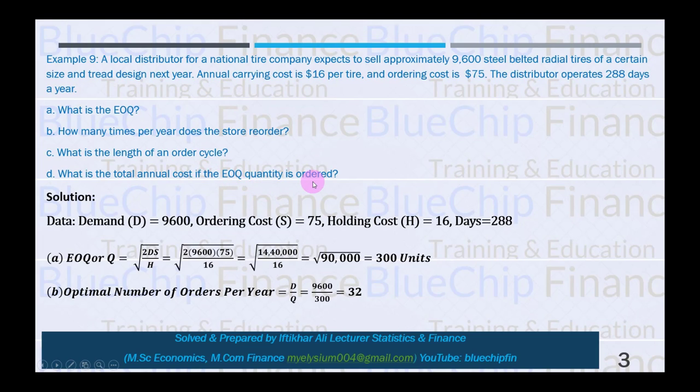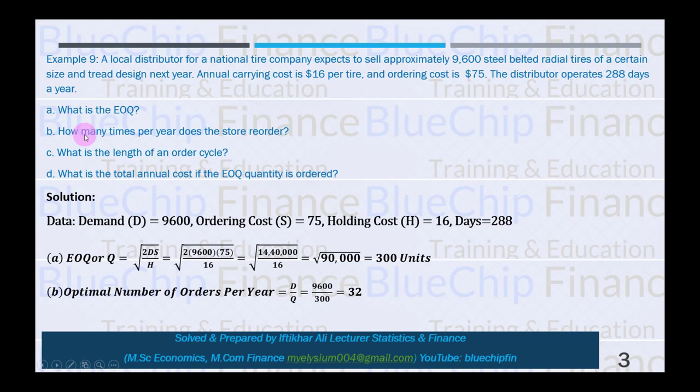So first of all, your demand is 9600 units, ordering cost is 75, holding cost is 16, and you operate 288 days in a year. So economic order quantity is the square root of 2DS by H. Just put in the data and calculate it. The result is 300 units.